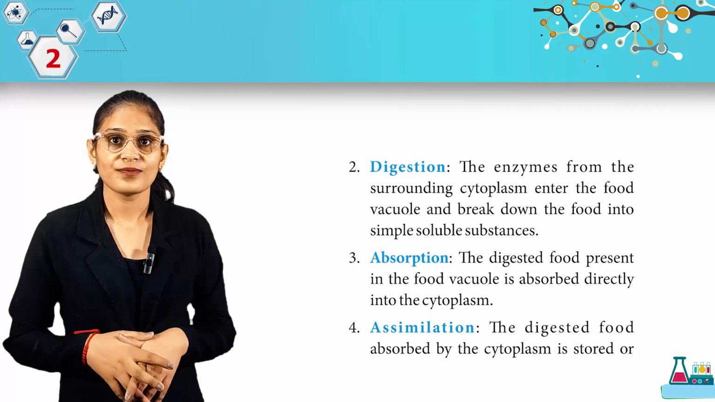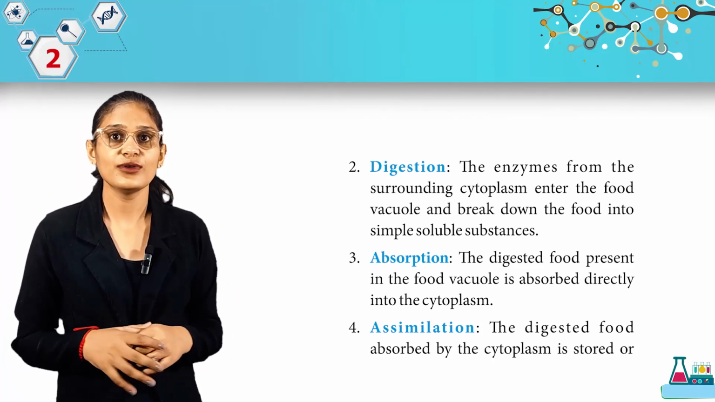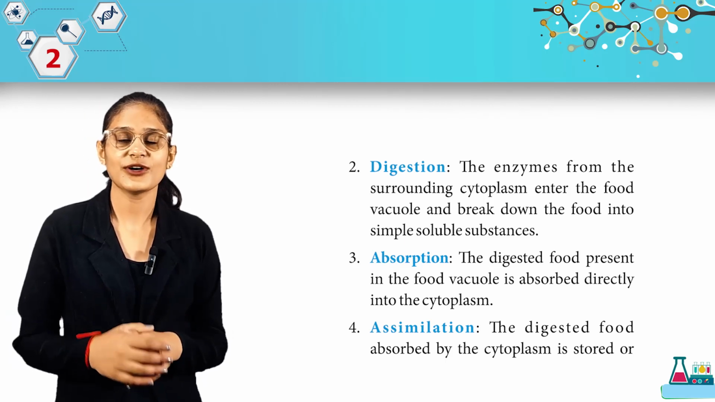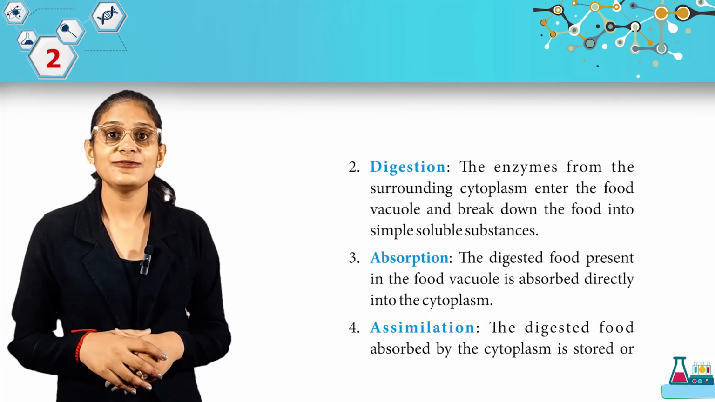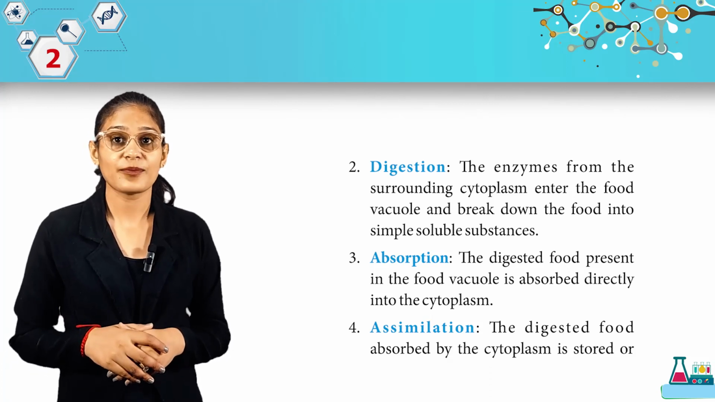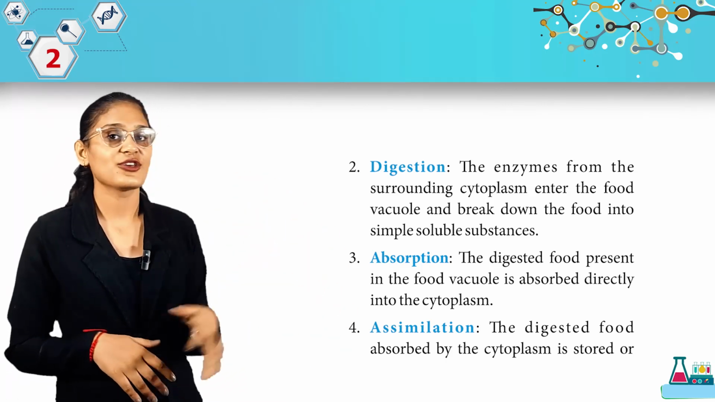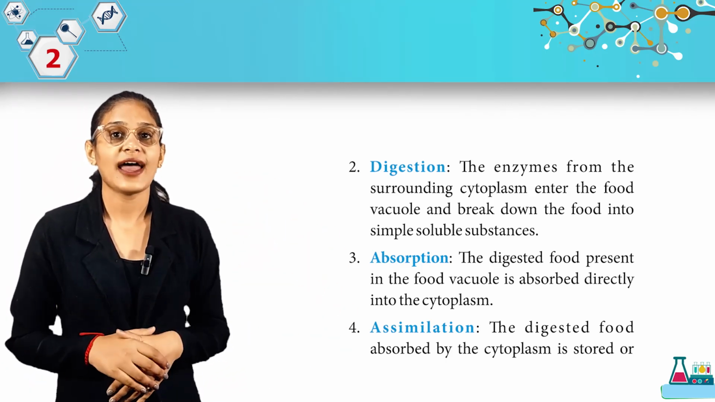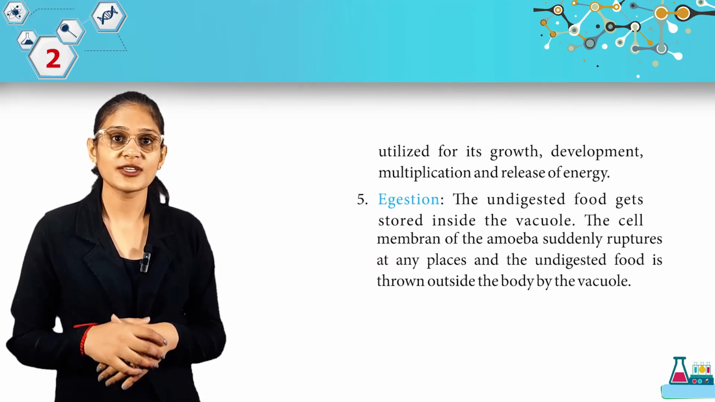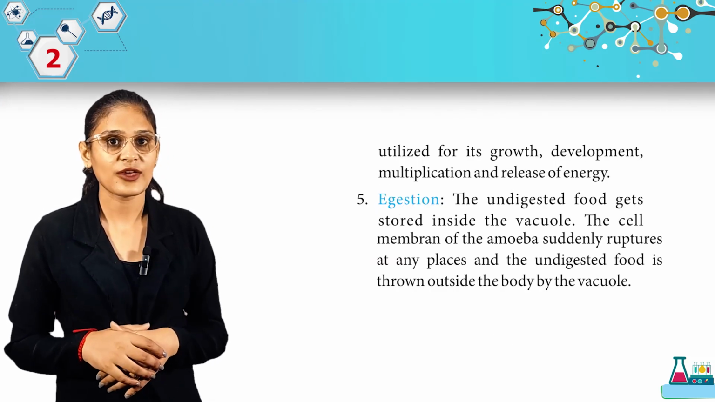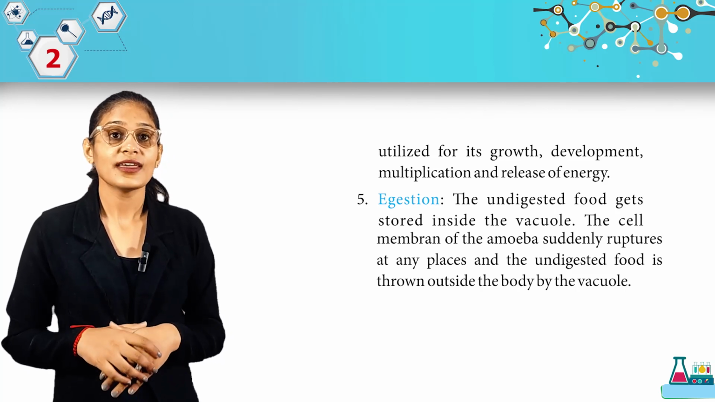Then digestion. The enzymes from the surrounding cytoplasm enter the food vacuole and break down the food into simple soluble substances. Then absorption. The digested food present in the food vacuole is absorbed directly into the cytoplasm. Then we have assimilation. The digested food absorbed by the cytoplasm is stored or utilized for its growth, development, multiplication, and release of energy. Then we have egestion.